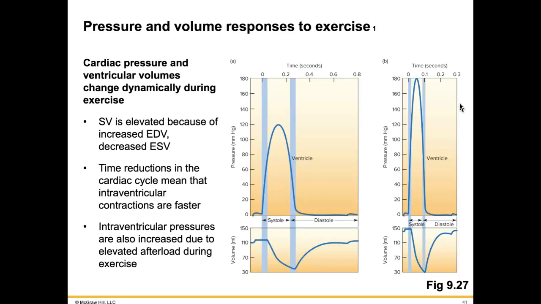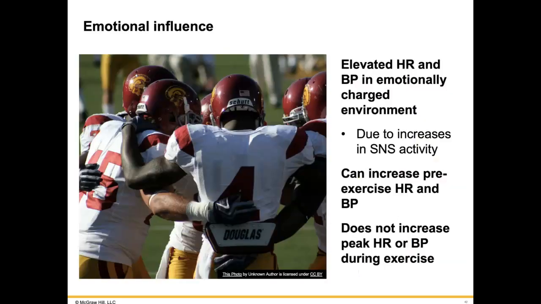And that is because our intraventricular contractions are taking place a lot faster, and the intraventricular pressures are also increased due to us having an elevated afterload during exercise, meaning we are experiencing more resistance in our vessels that the end diastolic volume has to overcome in order to have the ventricles contract and push that blood to the rest of our body.